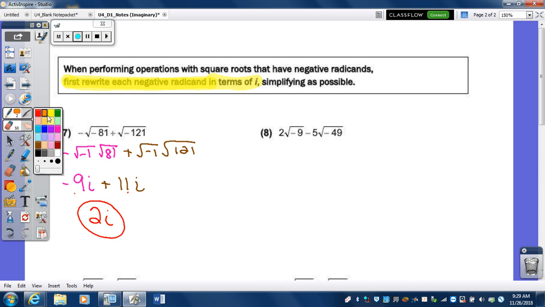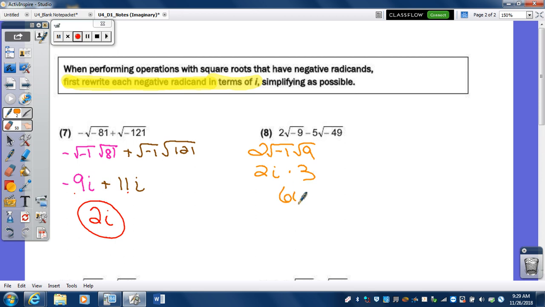So for number 8, again, I'm going to break it apart to -1 and 9, because 9 is a perfect square, so I don't need a third one. Square root of 9, 3. That square root of -1 becomes I, so I got 2I times 3. So that becomes 6I.